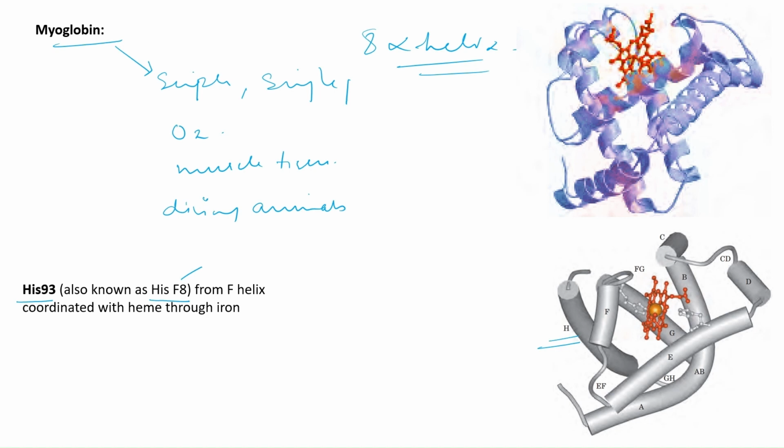The histidine found in the 8th position of the F alpha helix is bound with the heme, or is bound with the iron. And another point to remember is histidine E7, which is bonded with oxygen. The 7th residue of the E alpha helix that binds with the oxygen. So these two only you have to remember. Rest all we already studied in the last videos.